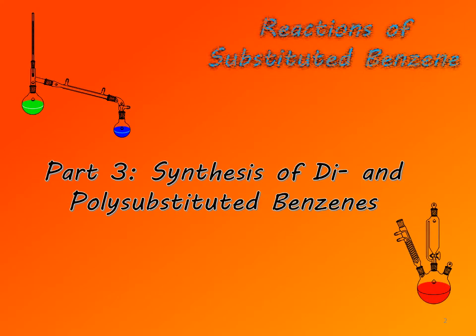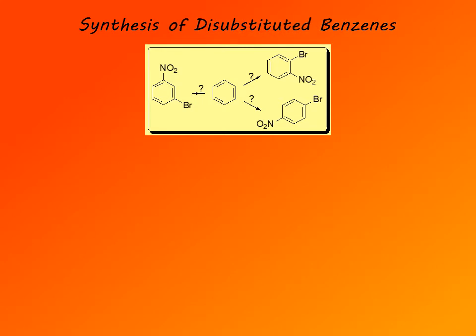In this video, we are going to look into synthesis of di- and polysubstituted benzenes. First, let's look at synthesis of di-substituted benzenes, and we will look at that on example of bromonitrobenzene. So starting with benzene itself, how can we prepare each of the three regioisomers, ortho, meta, and para bromonitrobenzene?